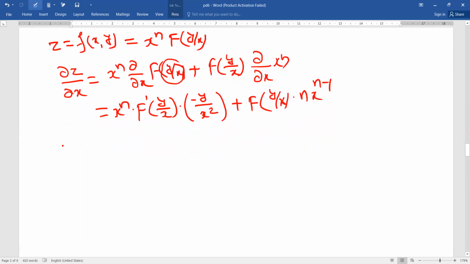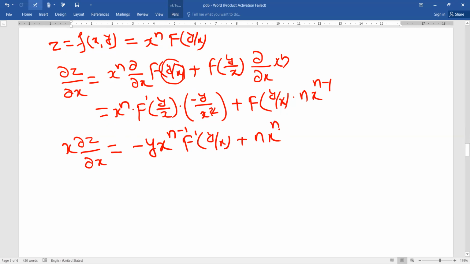Now let us multiply this by x. So it is x del z by del x. एक x cancel हो जाएगा. So it will remain minus y x to power n f dash y by x अपॉन में एक x और बचा हुआ है तो इसको ऐसा लिख सकते हो. Then plus n x to power n f of y by x. Let us suppose that it is number 1.